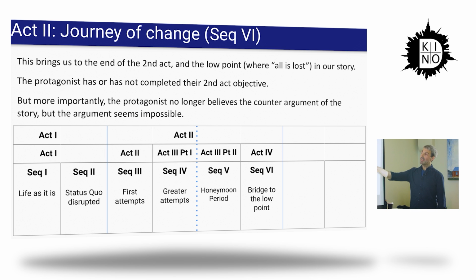So this brings us to the end of the second act, where all is lost in our story. So the protagonist has or has not completed their second act objective, but more importantly, the protagonist no longer believes the counter-argument of the story, but the argument seems impossible, okay? So again, if you want to take Star Wars, he saved the princess, but he doesn't believe he can become a Jedi. That's a classic example, okay?